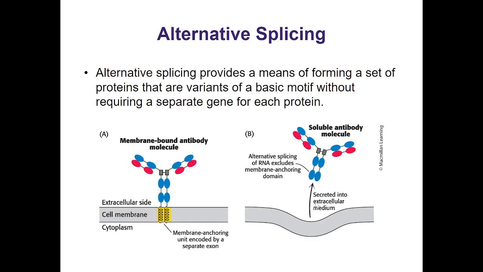Okay, so this is, again, the membrane-bound one. This is the soluble antibody molecule. And so what we're getting is alternative splicing of our RNA. This will exclude the membrane-anchoring domain in the soluble antibody one. In the membrane-bound one, we include it. And so when it tries to be released, it instead binds into the membrane because it has that membrane-anchoring portion. Okay? Does anybody have any questions there?